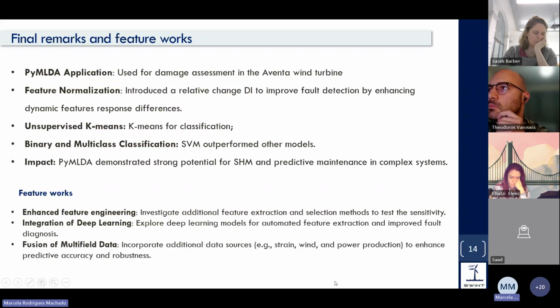So our final remarks: we could use and test the data set from an event with a complex system in our framework. This is our ongoing research development. We could propose some improvement with the relative damage index to scale this difference, which was really helpful for the classification, with the unsupervised step followed by these classification algorithms in binary and multi-classifications.